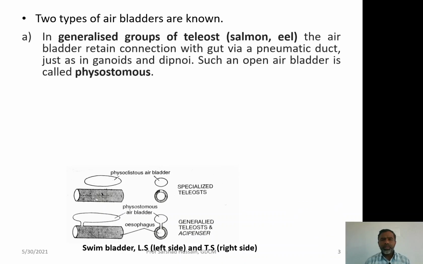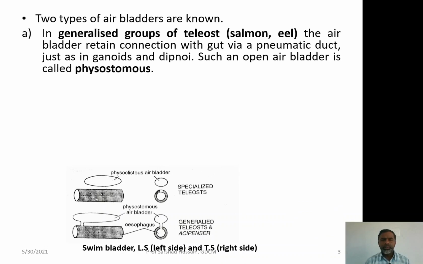There are two types of swim bladders. The first is physostomous. If you look at generalized teleosts like Acipenser, salmon, and eel, the bladder remains connected with the esophagus from the dorsal side. This type of swim bladder, which remains connected with the esophagus, is called the physostomous type of bladder.